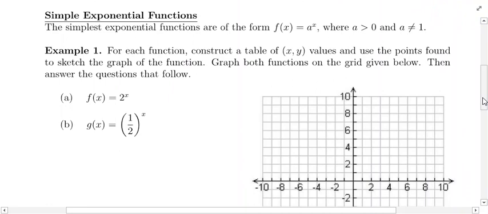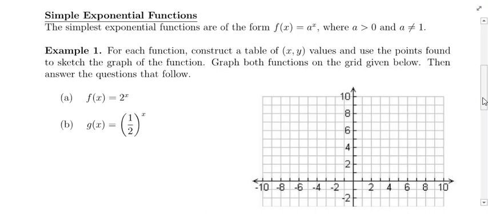In example 1, it says for each function, construct a table of xy values and use the points found to sketch the graph of the function. Graph both functions on the grid given below. Then answer the questions that follow. The first exponential function that we're going to graph is f of x is equal to 2 to the x power. And secondly, we will graph g of x is equal to 1/2 raised to the x power.